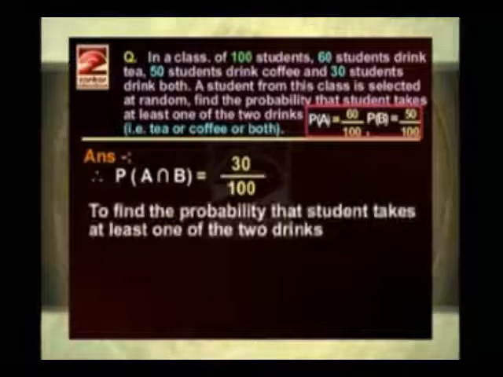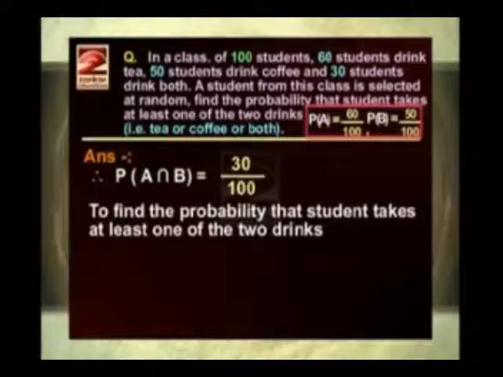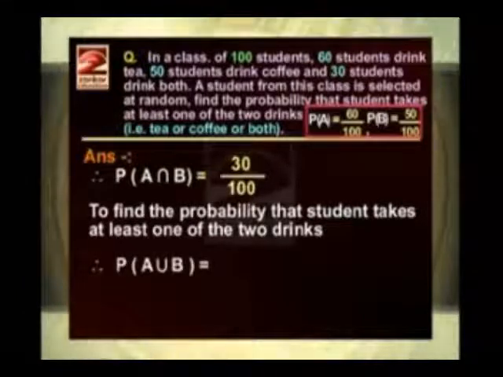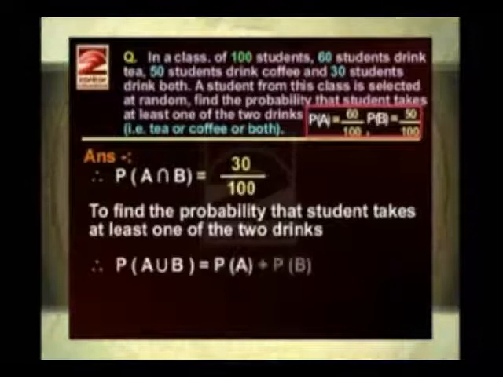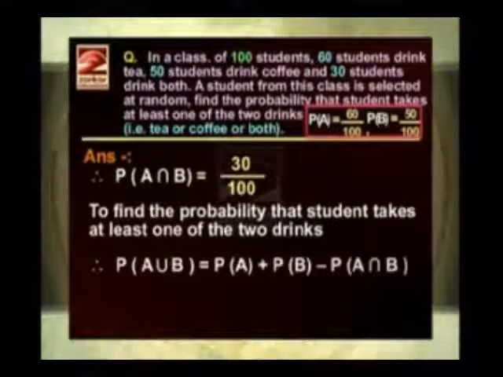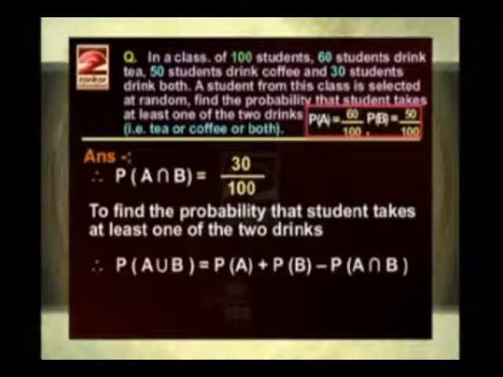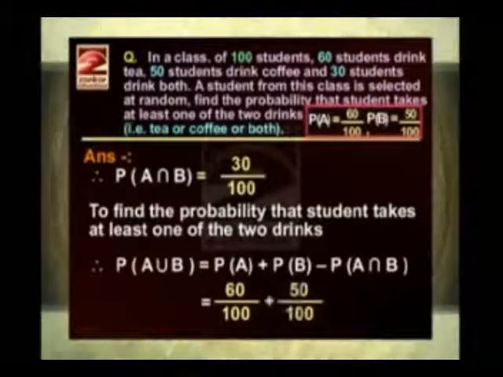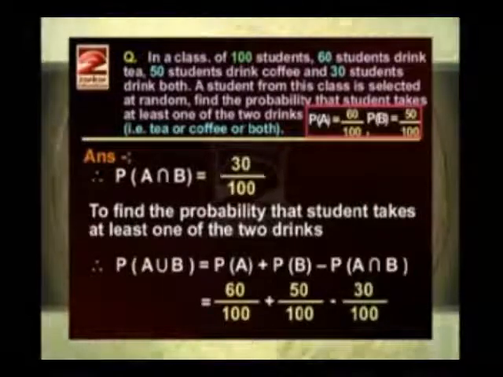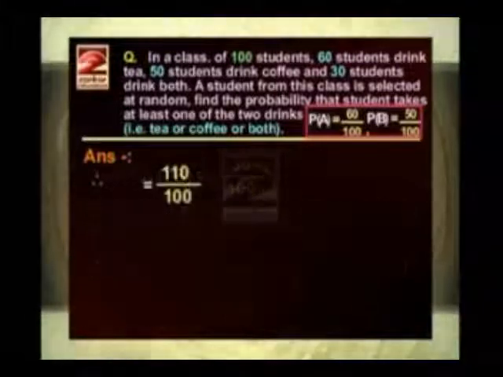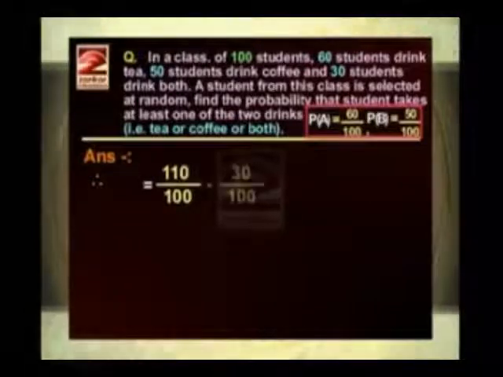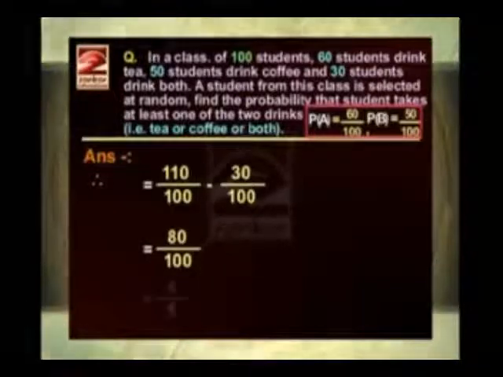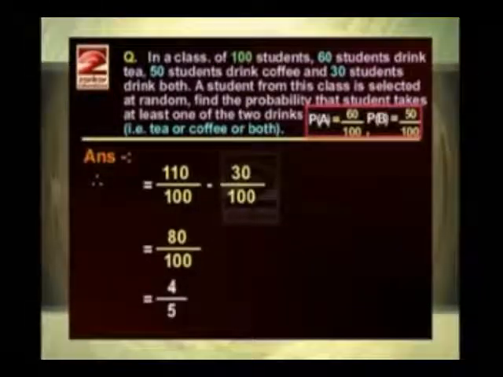To find the probability that the student takes at least one of the two drinks, the formula is P(A union B) is equal to P(A) plus P(B) minus P(A intersection B). That is equal to 60 upon 100 plus 50 upon 100 minus 30 upon 100. That is equal to 110 upon 100 minus 30 upon 100. That is equal to 80 upon 100. That is equal to 4 upon 5.